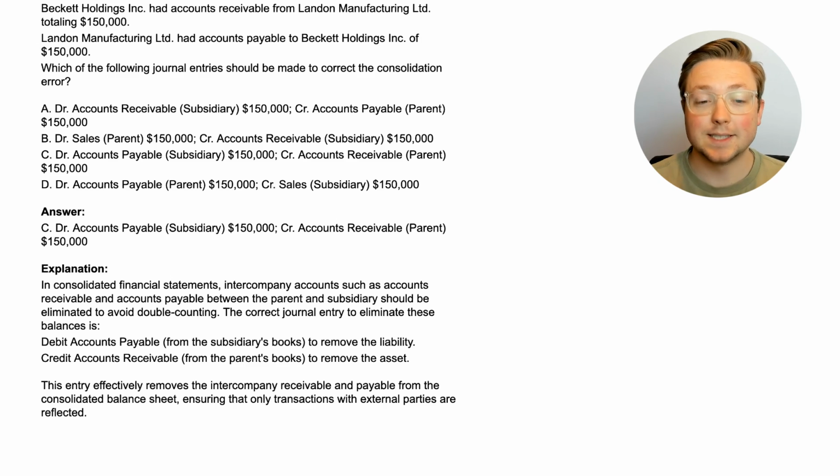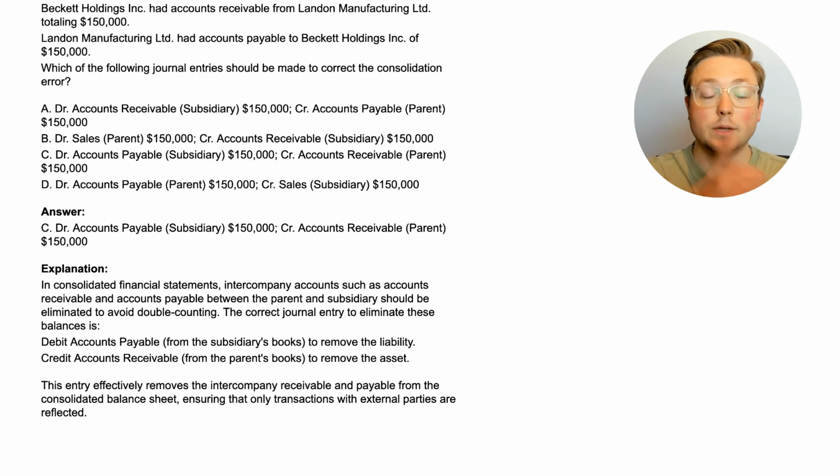All right, the answer is C. The accounts payable of the subsidiary should be debited for $150,000, and the accounts receivable of the parent should be credited for $150,000. So let's walk through this. In consolidated financial statements, intercompany accounts such as accounts receivable and accounts payable and sales, we'll talk about that in a little bit too, between the parent and subsidiary should be eliminated to avoid double counting. The correct journal entry to eliminate these balances is: you debit the accounts payable of the subsidiary and you credit the accounts receivable of the parent in this situation.